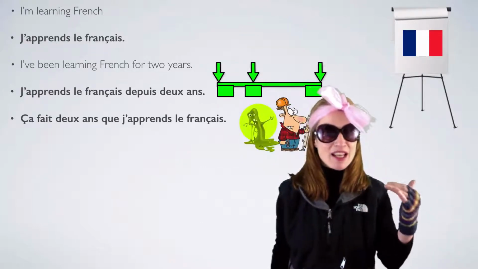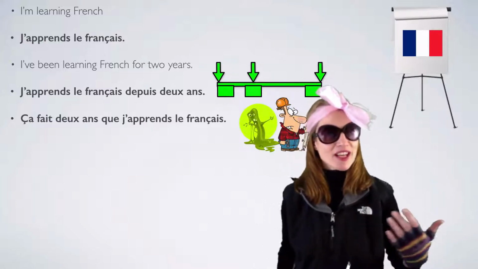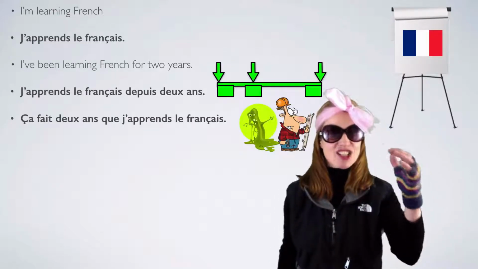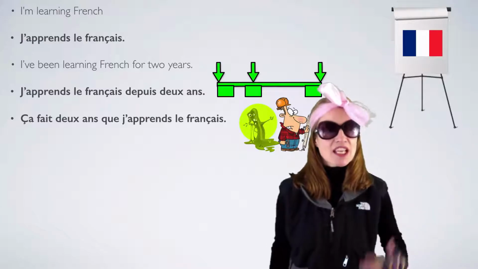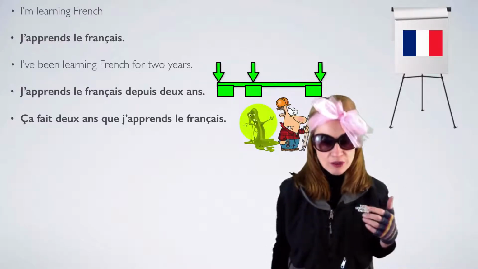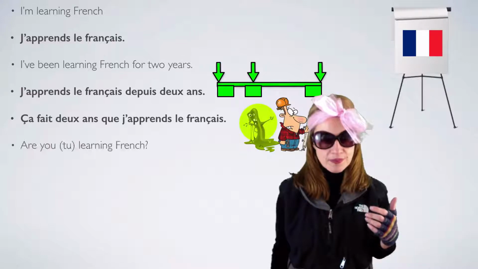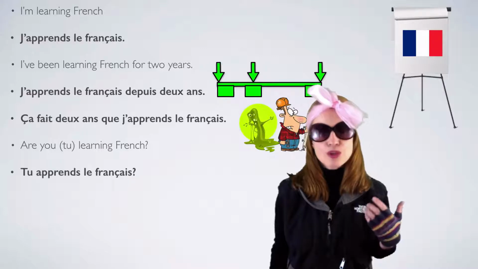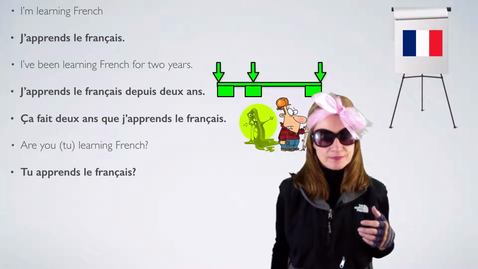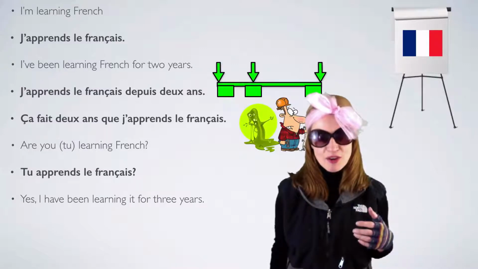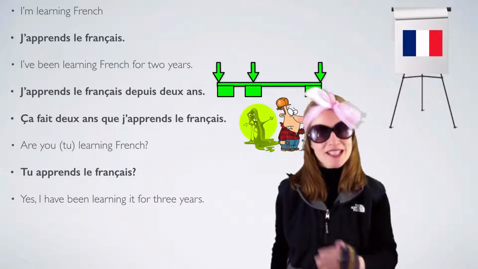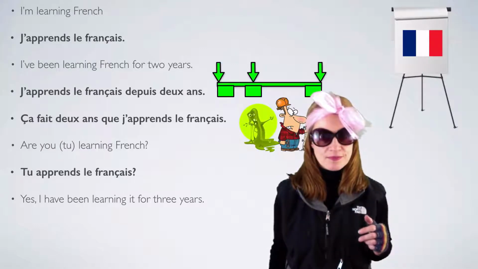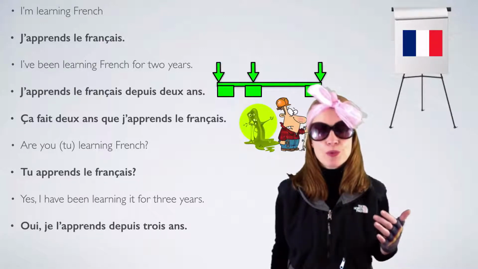Or you can say, it makes, or that makes 2 years that I learn the French. Ça fait. The ça is this slime. It's ça is that or it when it's abstract. It makes. Ça fait 2 ans que j'apprends le français. Using tu. Are you learning French? Tu apprends le français? Yes, I have been learning it for 3 years. Yes, I am learning it since 3 years. Oui, je l'apprends depuis 3 ans.